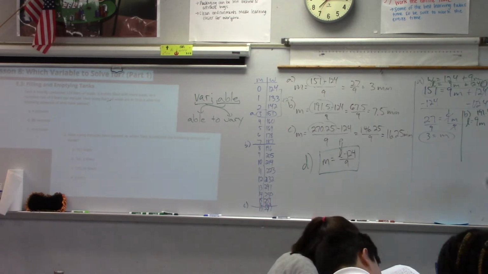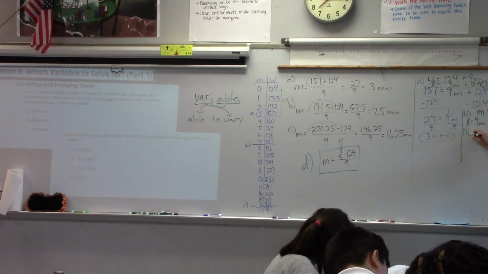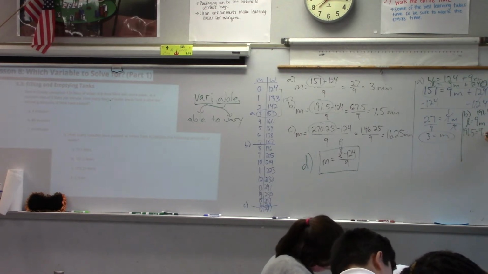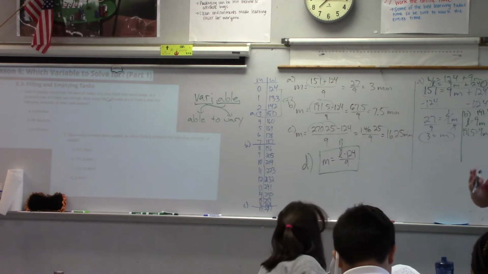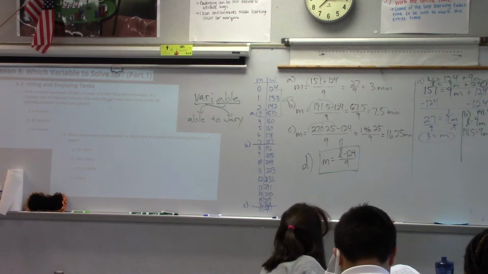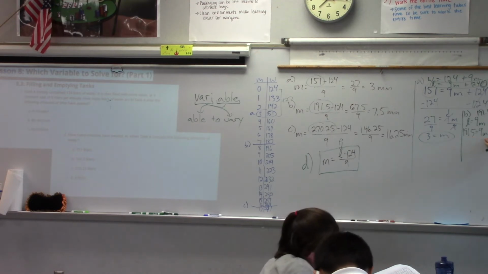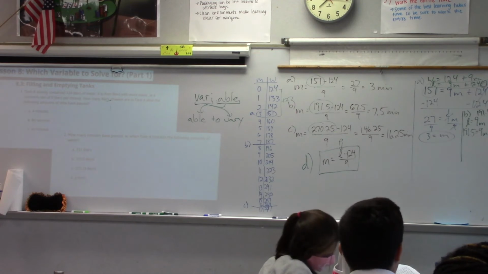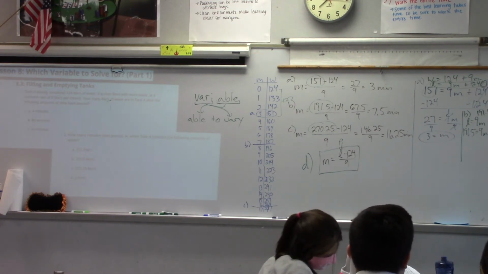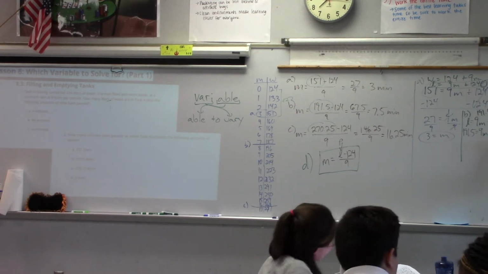Okay. Alright, so 191.5 is equal to 9m plus 124. So what are we going to do to solve for m? Subtract 124 from both sides.